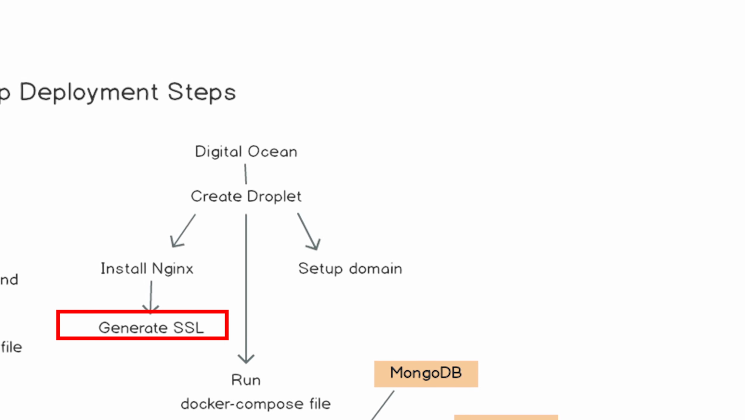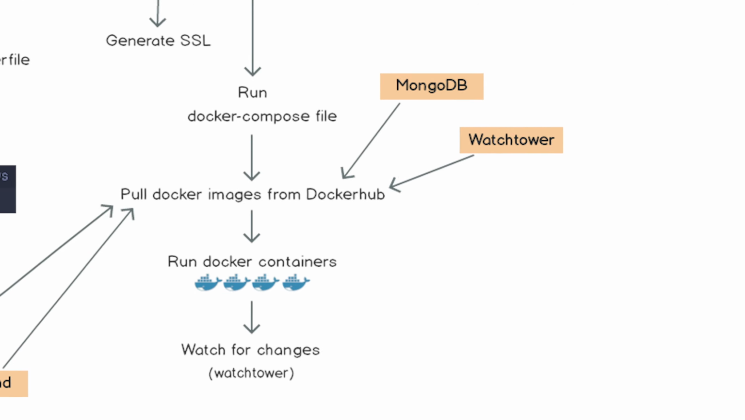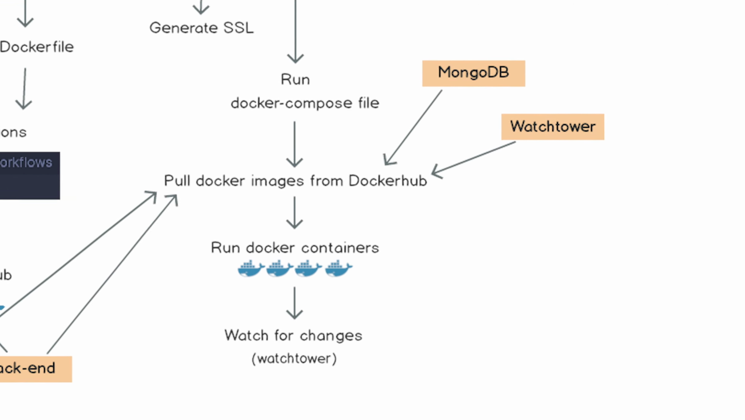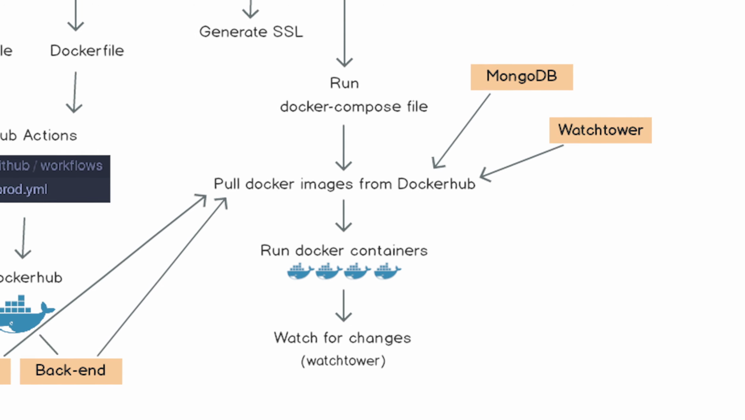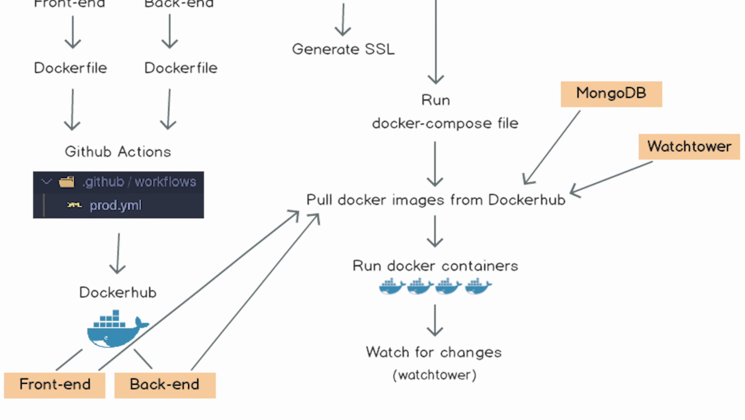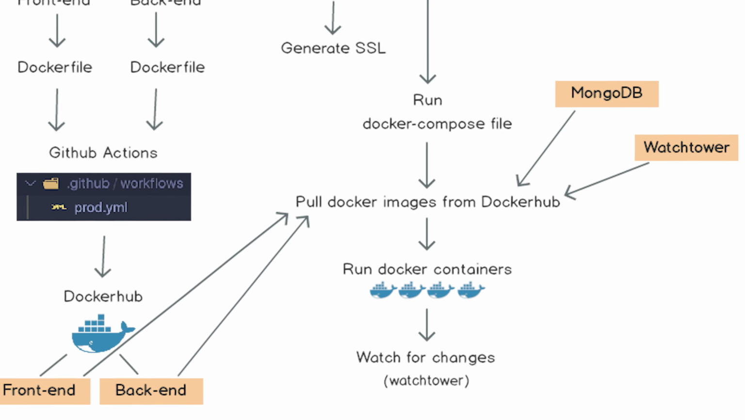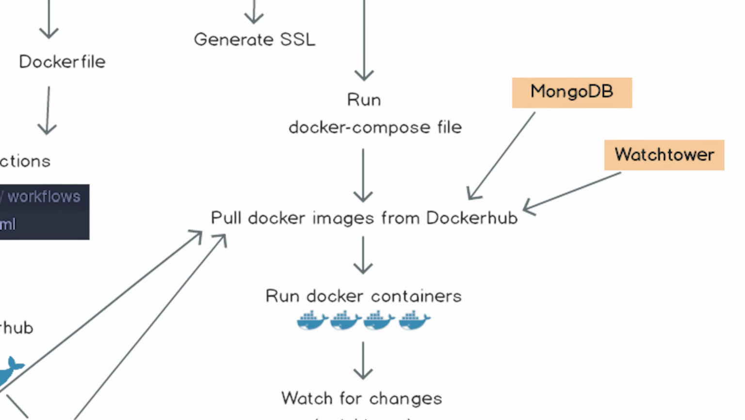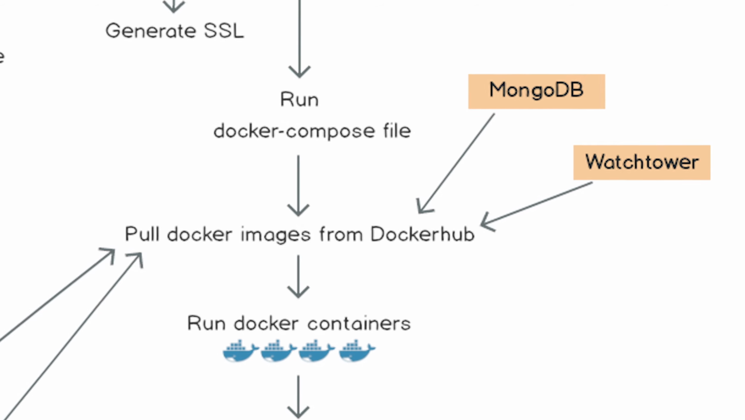And for running my app, I created a Docker Compose file. What this Docker Compose file does is pull 4 different Docker images from Docker Hub. So it pulls, of course, my front end and my back end as images, and then it also pulls MongoDB, which is my database, and then it pulls a 4th one called Watchtower, which I'll get to in a second.